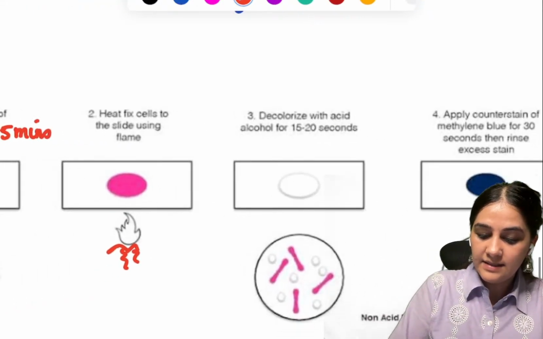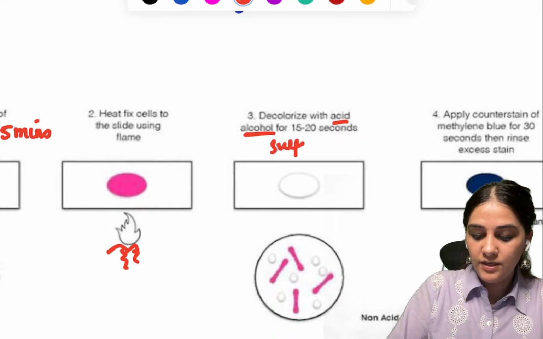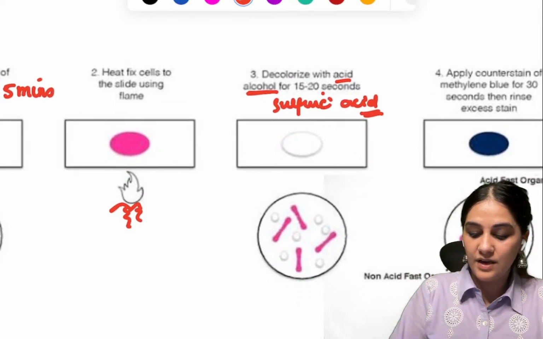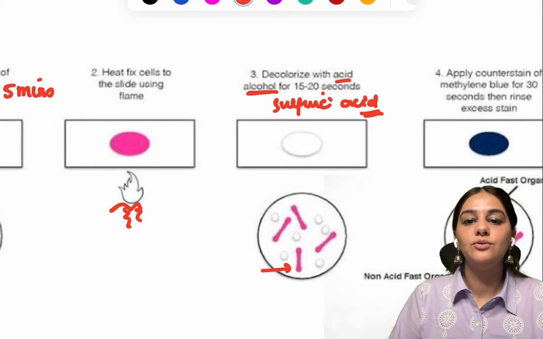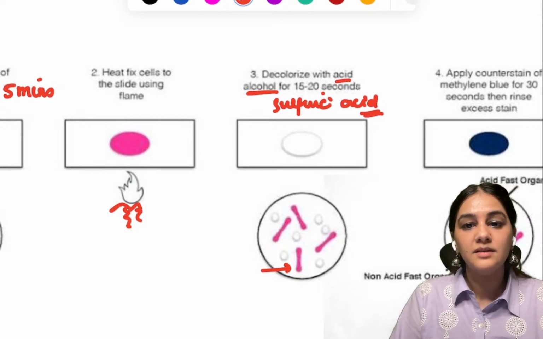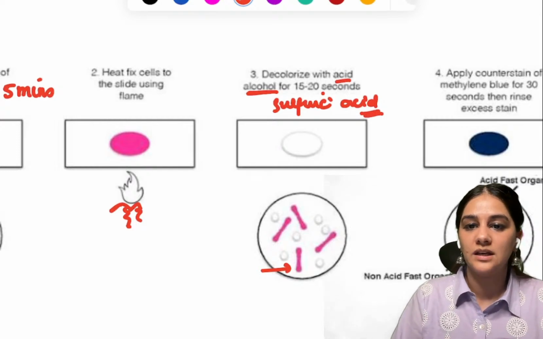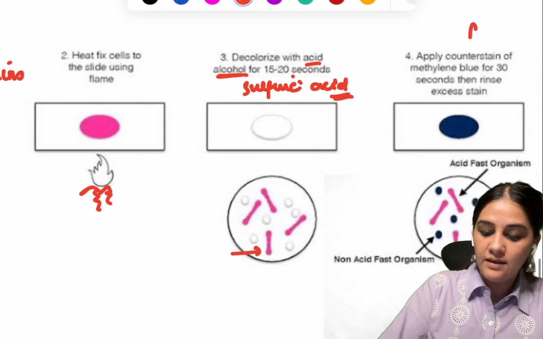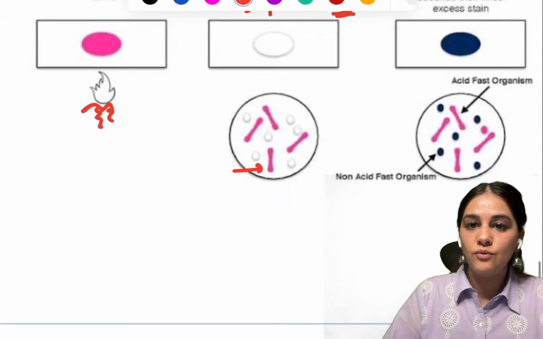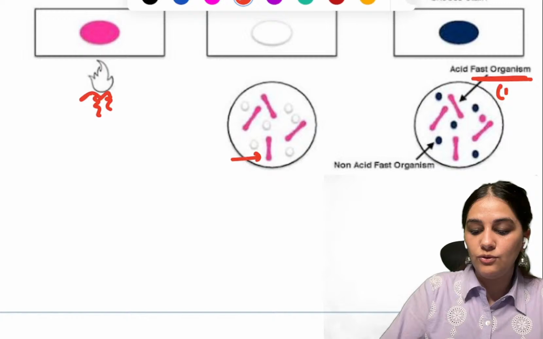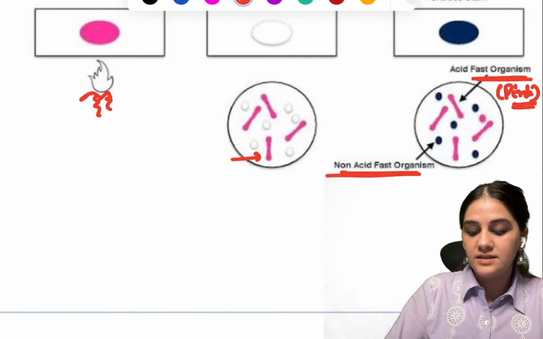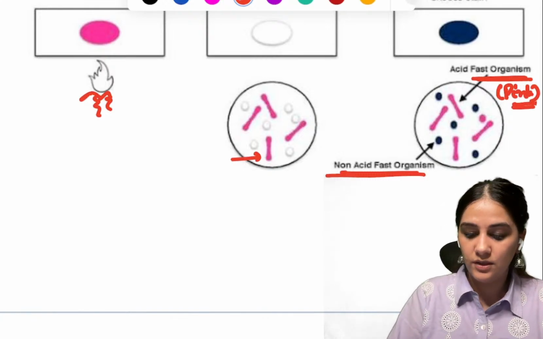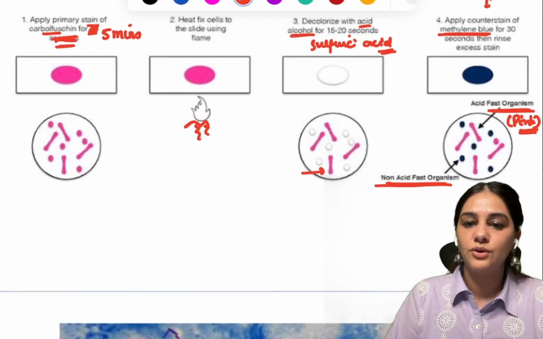Then we decolorize it with acid alcohol or sulfuric acid. By that, what is going to happen? The organisms that are acid fast are going to resist it, right? The other bacteria that are not acid fast are going to lose this stain, because they don't have mycolic acids in them to resist the acid. Then we add a counter stain, which is your methylene blue. The acid fast organisms are going to appear pink, and the non-acid fast organisms are going to appear blue. Your whole background and all the other organisms are going to look blue, and only your acid fast structures are going to look pink.